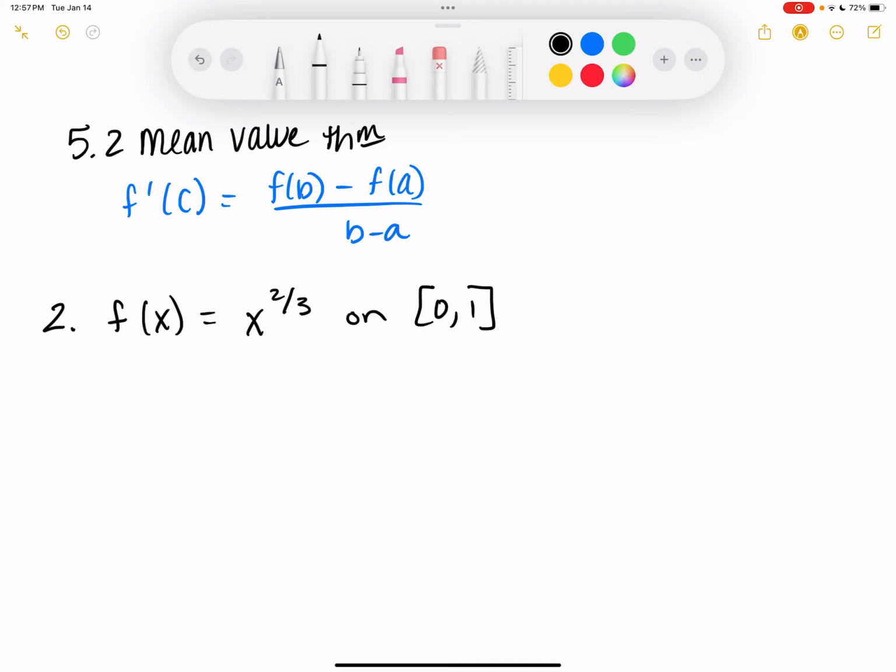So much work. Alright, the first thing we need to do is to take the derivative. What's the derivative of x to the 2/3? 2/3 x to the -1/3. Yep. And just to be clear, this interval here is a to b. So 0 is a, b is 1.